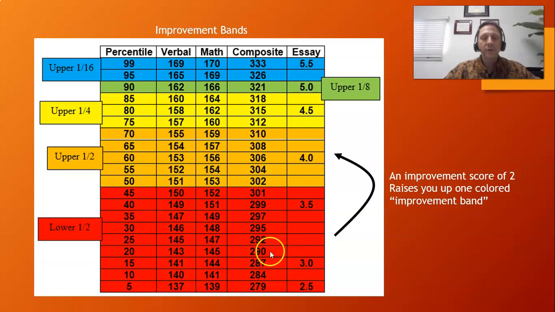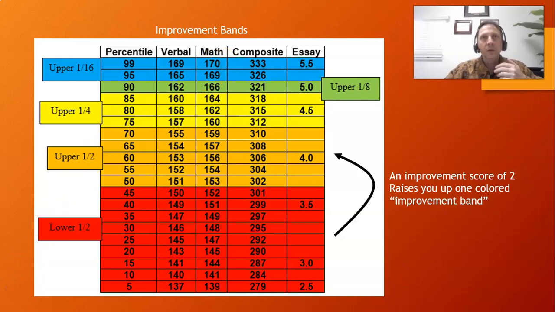So the red scores fall in the lower half of the curve, the orange scores fall in the upper half, and then the scarcity keeps doubling. So the yellow scores represent the upper quarter, the green scores are in the upper eighth, and remember that's basically where selective schools like to pick their students from, and the blue scores are in the upper 1/16th.